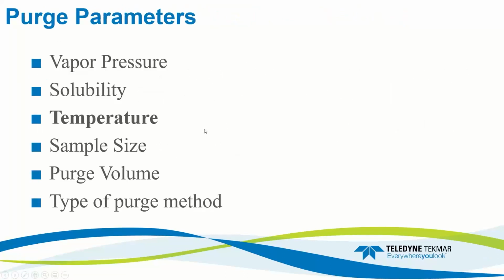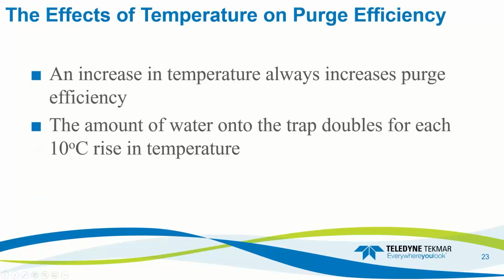Next of our purge parameters we'll be looking at is temperature. There are certain chemical parameters that we can change or manipulate to improve the purge efficiency, and a good example of that is the temperature of the sample. So we can heat samples to drive them from the liquid or the solid phase into the gaseous phase. An increase in sample purge temperature always increases the purge efficiency with which VOCs move from the liquid to the gas phase. There is a trade-off though.